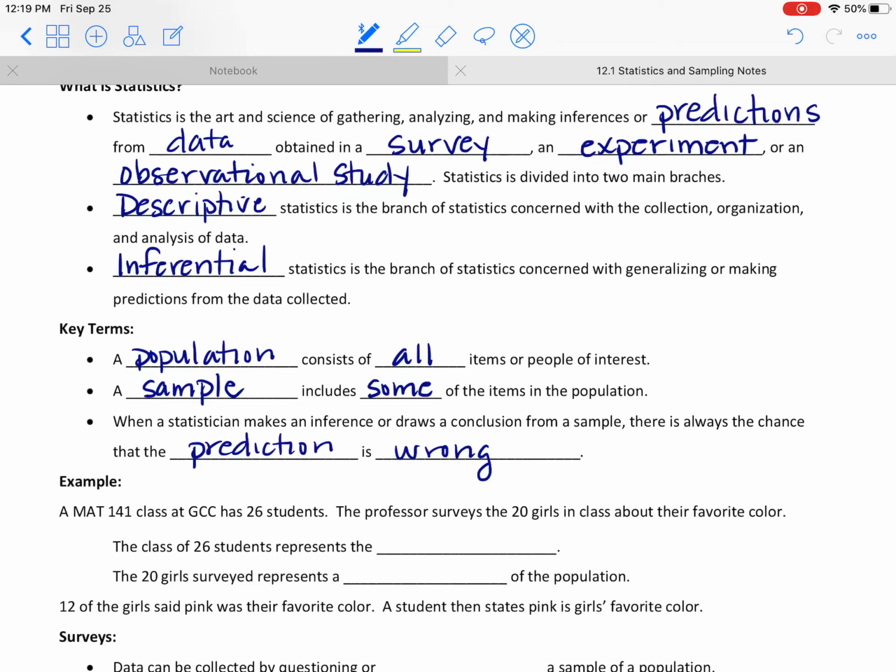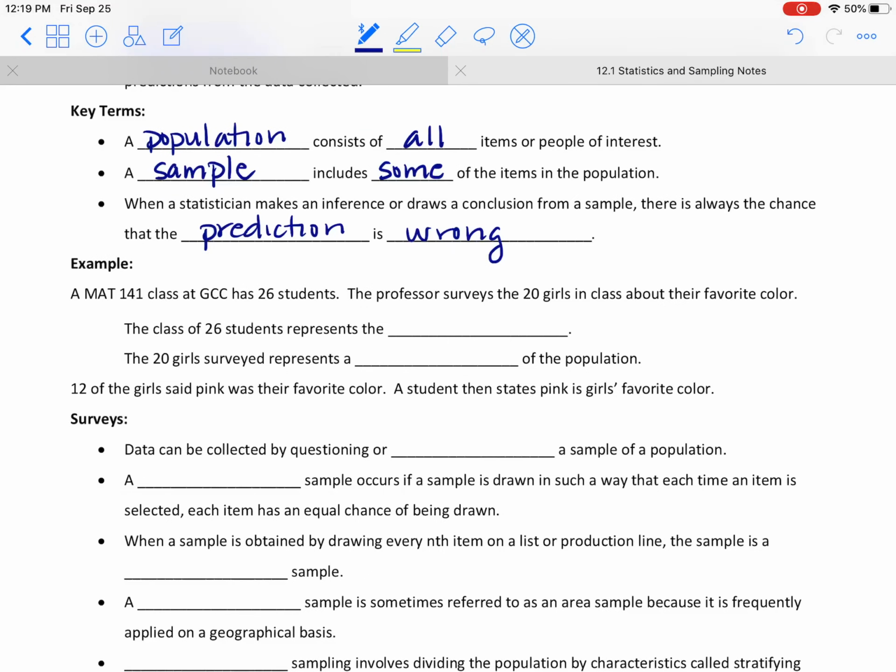Okay, so what's the point of all this? Well, because the predictions could be pretty accurate, and sometimes it's necessary to try to make predictions depending on your situation, and pollsters do this all the time, but there's just no guarantee that the information is going to lead to the results that they predict, okay? So just so we can wrap our brains around those couple of keywords real quick. Let's say there's a MAT 141 class at GCC, and there are 26 students in that class, and the professor surveys the 20 girls in class about their favorite color.